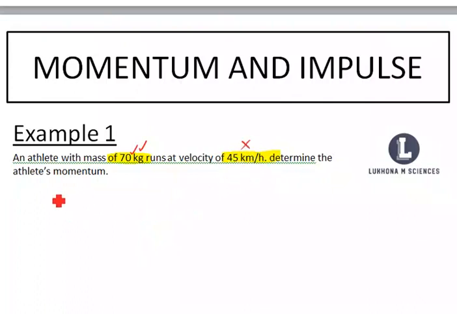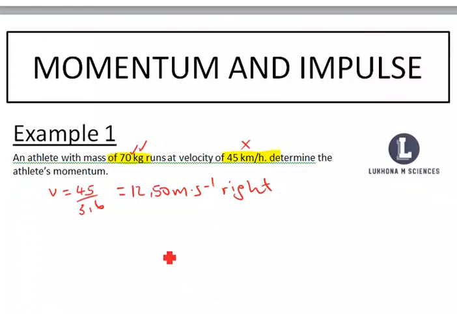How to convert the speed from kilometers per hour to meters per second? We are going to divide by 3,6. Then we get the speed. So we have 45 divided by 3,6. The answer is 12,5 meters per second. Let's just say to the right.